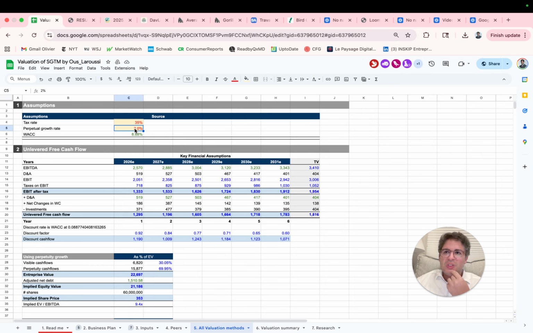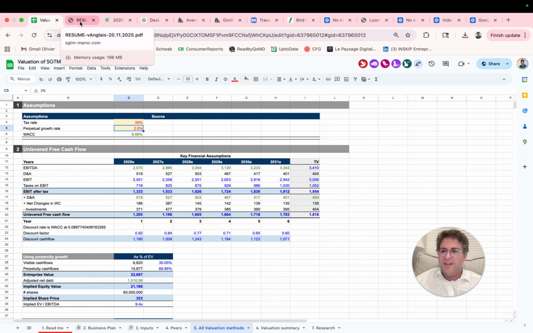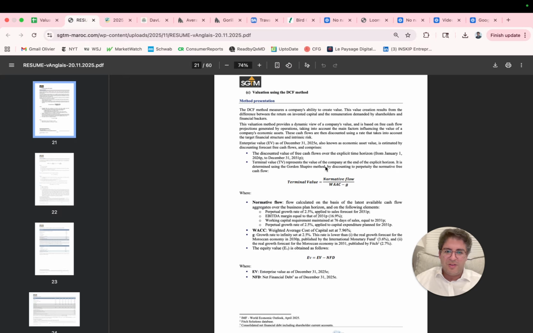There is no right or wrong answer when you talk about the perpetual growth rate, but usually it is commonly used to say that we take 2% for a country, for example, like Morocco. And let me show you what happened in SGTM versus, for example, Cash Plus. So in SGTM, this is the investment prospectus. Voilà, je suis en train de parler en français, the investment prospectus. Okay.